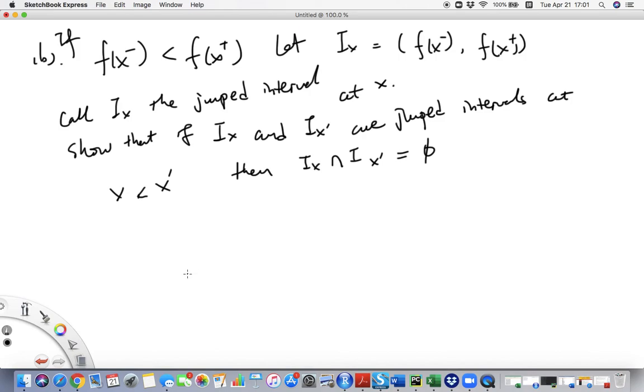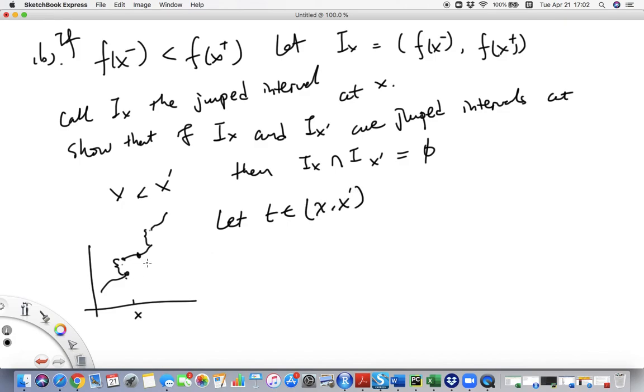Okay, so what does that mean? This can only happen if your function is discontinuous at this x, right? This is the right limit, that's the left limit. So I sub x is just this interval. Suppose we have another jump, say over here, then that's the jump interval. As you can see, these two intervals are disjoint. Okay, how do we rigorously show that? Let t be a point between x and x prime.